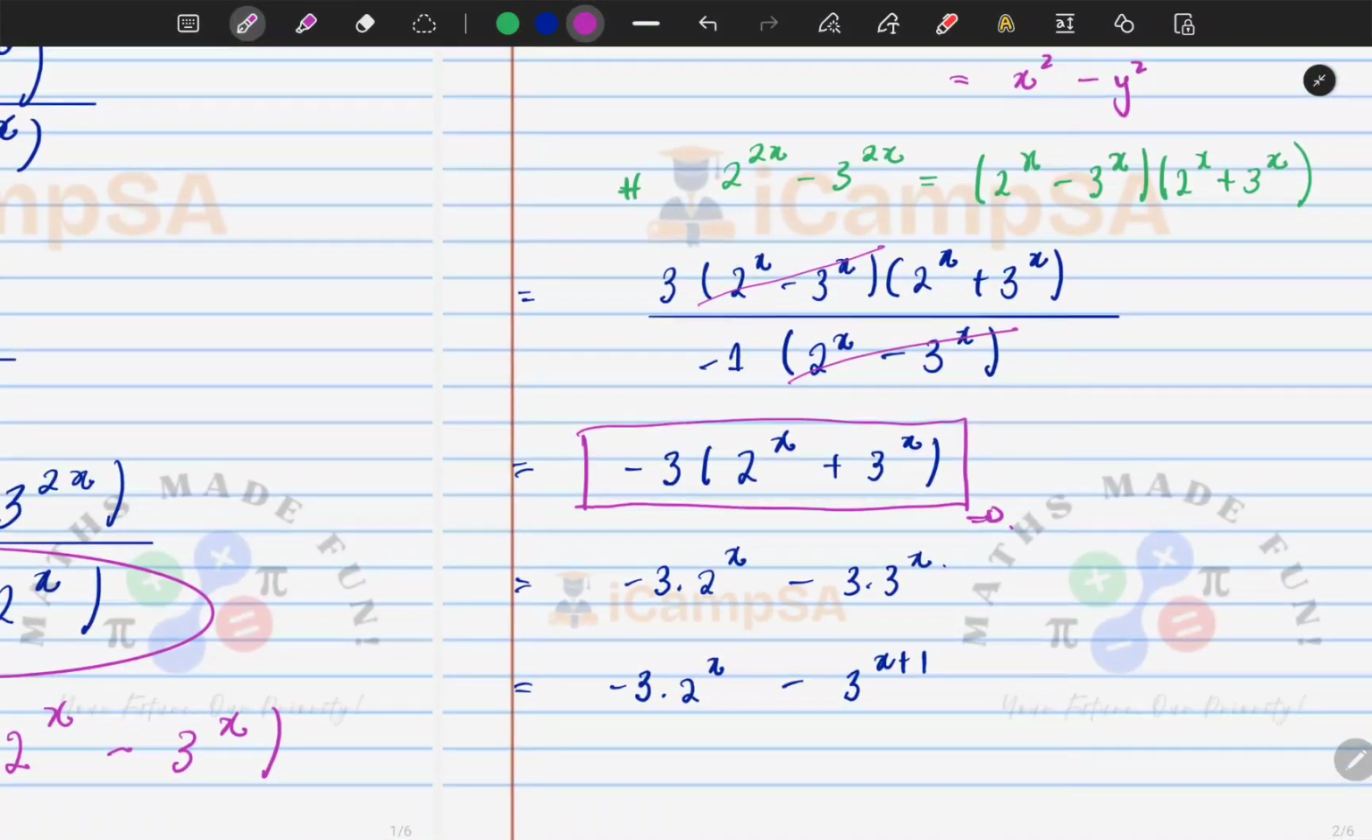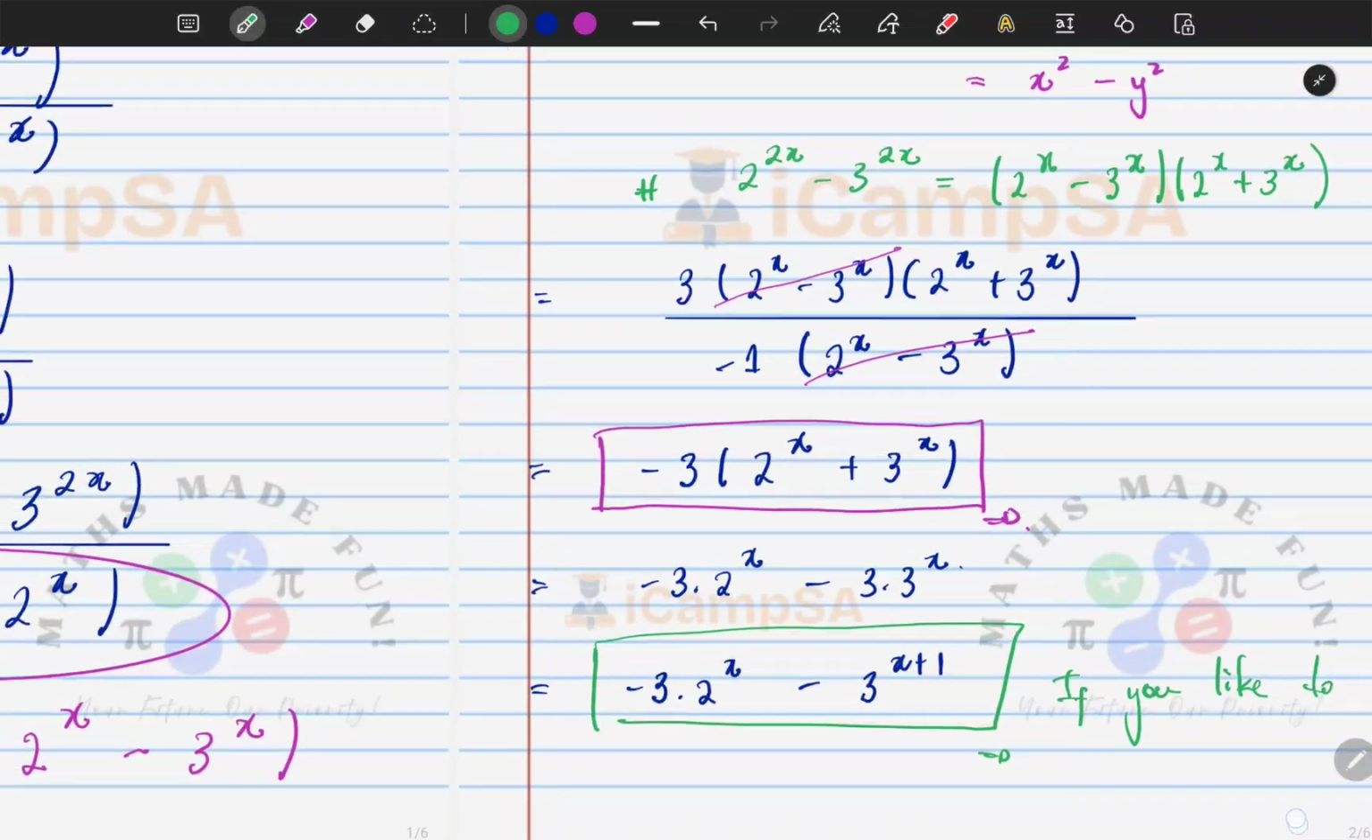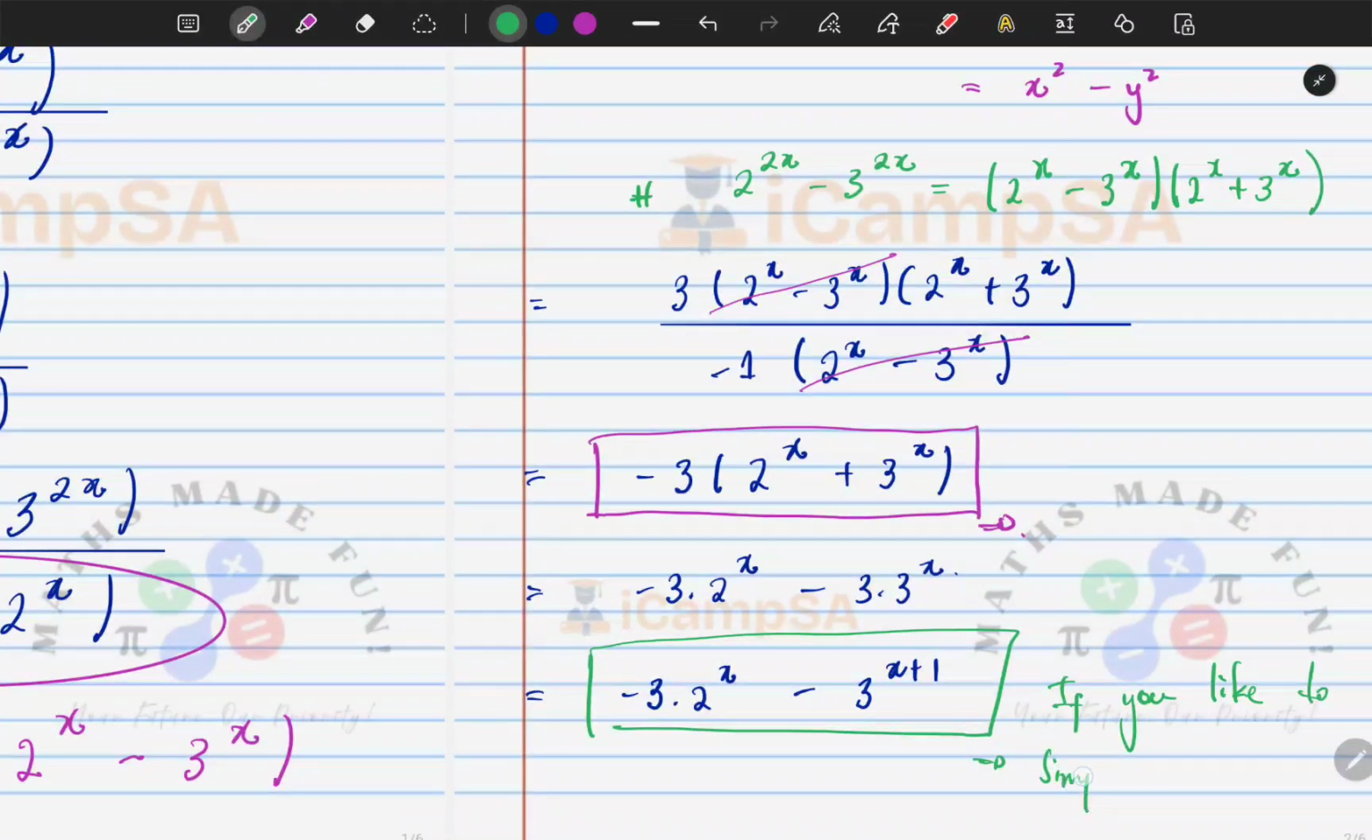Ideally you can literally stop here, if you don't want to simplify it further. You can literally stop here.